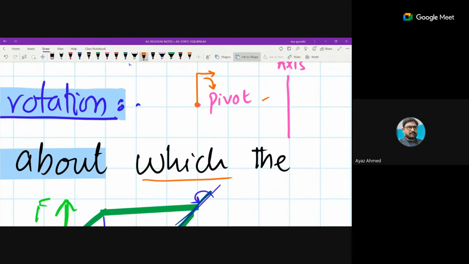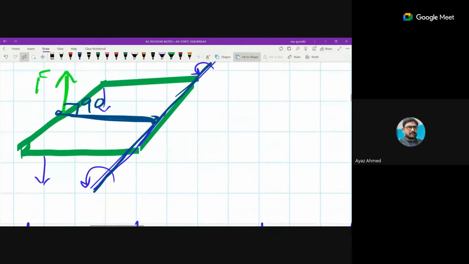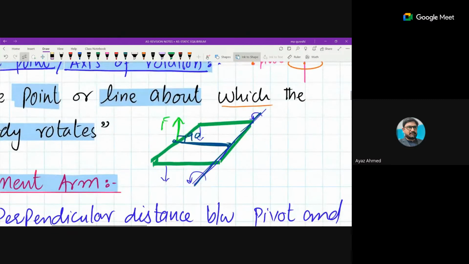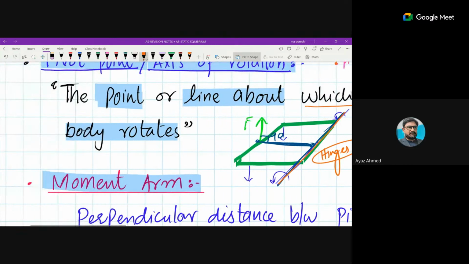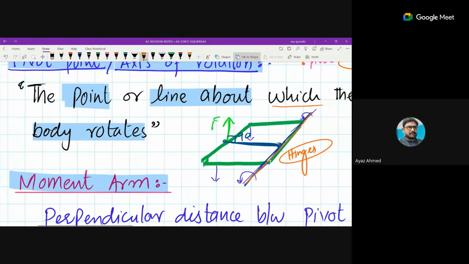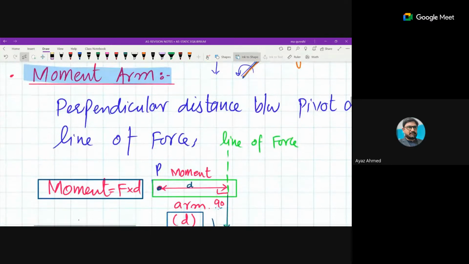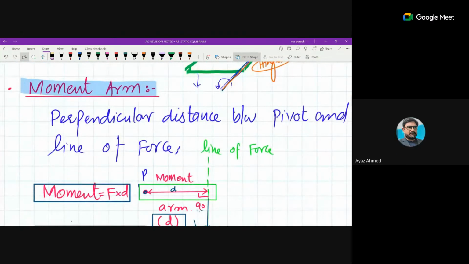But the axis of rotation is the line about which the body rotates. An example is a trap door or a door. The hinges are the axis of rotation, and when you apply the force, it rotates. Then we will talk about the moment arm. Moment arm is a very interesting term.